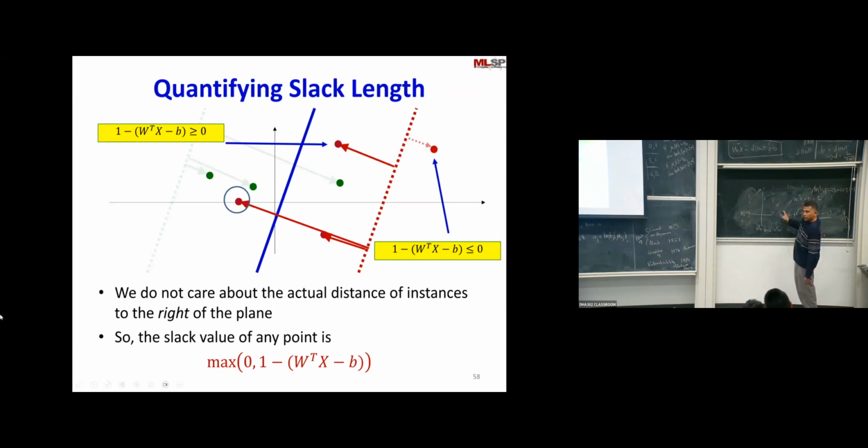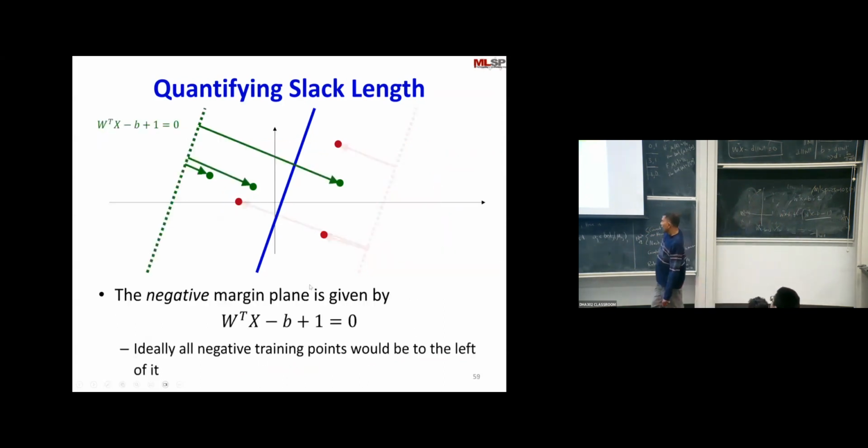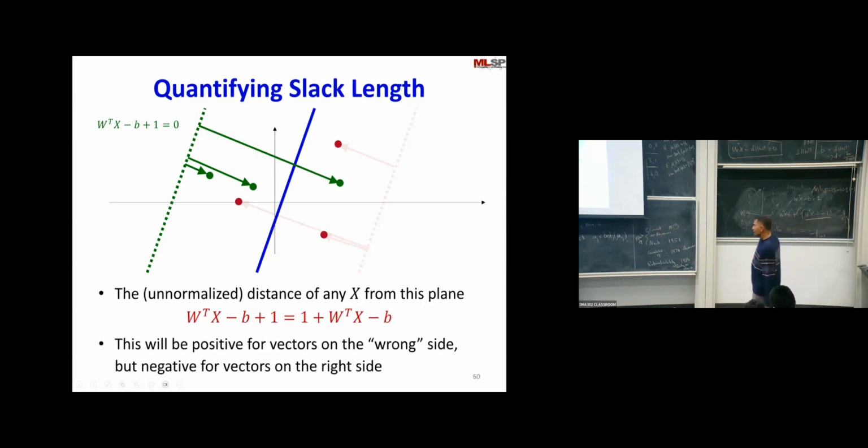So if there are any data points on this side, just plug them into the equation. For all data points on the positive side of the negative boundary plane, I can compute their distance from the boundary plane by sticking them into this equation. That value will be positive for all the data points on the wrong side, and negative for all the data points on the correct side.